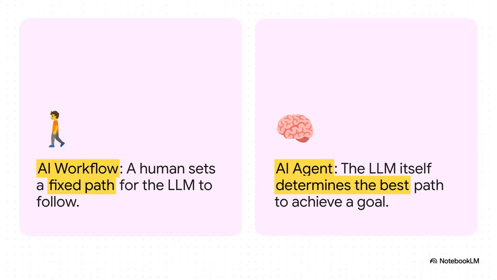In an AI workflow, remember, a human sets a very specific fixed path for the AI to follow. But with an AI agent, you don't give it a path, you just give it a goal, and the LLM itself figures out the best way to get there. It's kind of like the difference between giving someone detailed turn-by-turn driving directions versus just hopping in a cab and saying, "Get me to the airport and find the fastest route." See the difference? One is a set of instructions, the other is a goal.